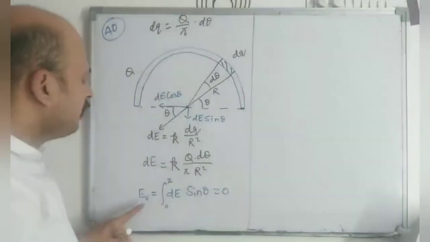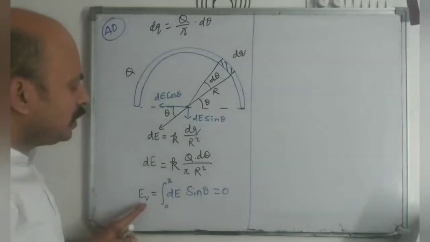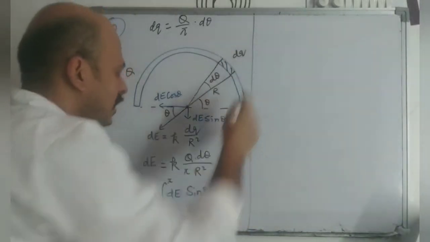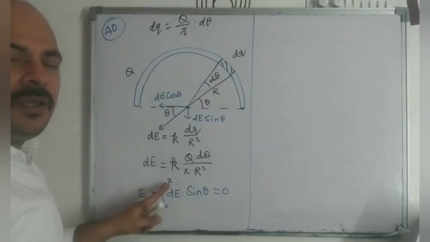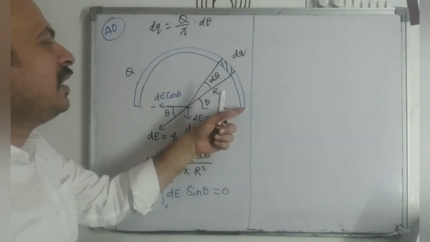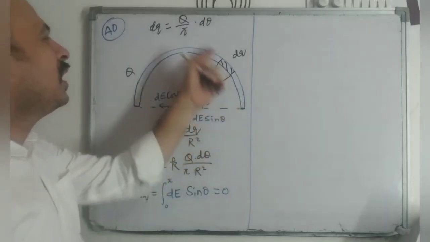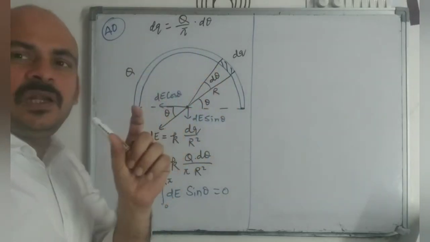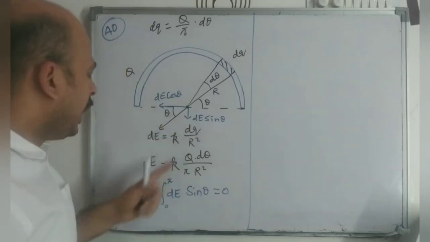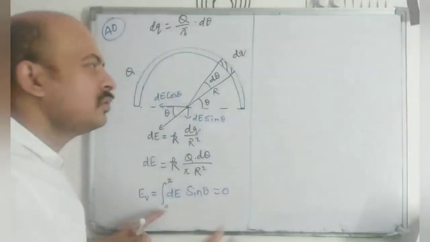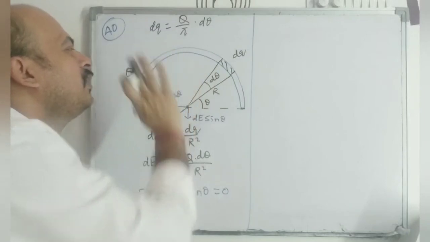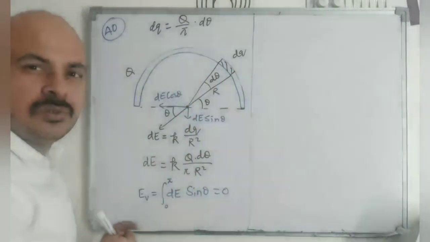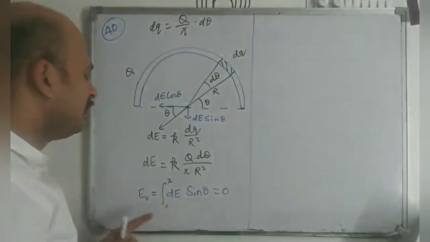Let us calculate the vertical component. E vertical is equal to integration of dE sin theta, and the limit will be from 0 to pi, because this arc varies from one end to the other end. If you want to calculate electric field due to a small arc, then the angle may vary from 0 to theta. For an arc of theta you can also calculate. You can calculate from 0 to 90 degrees also. So you only have to change the limit.